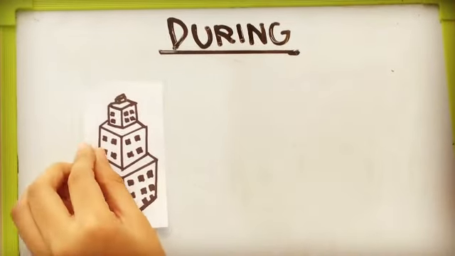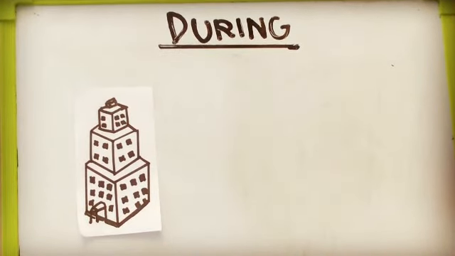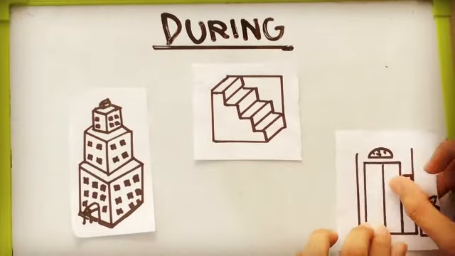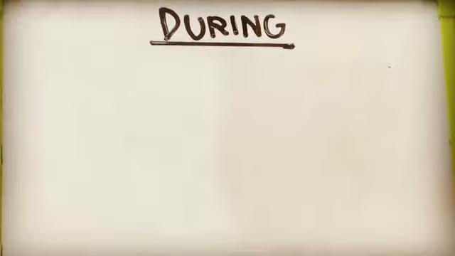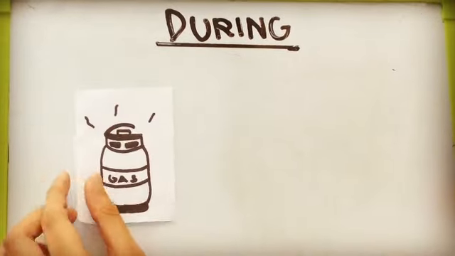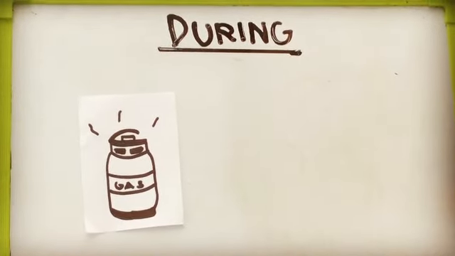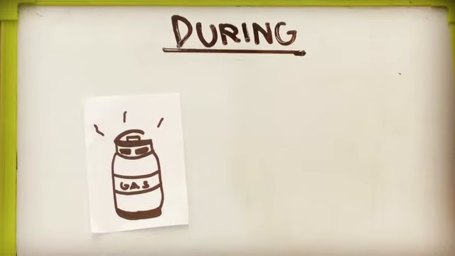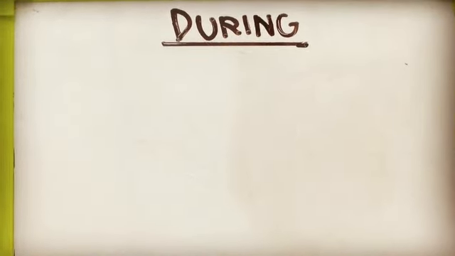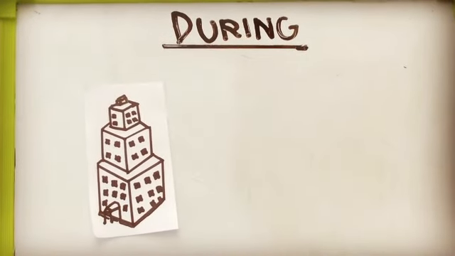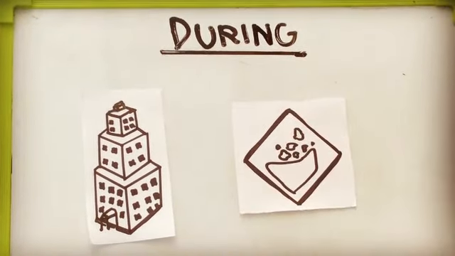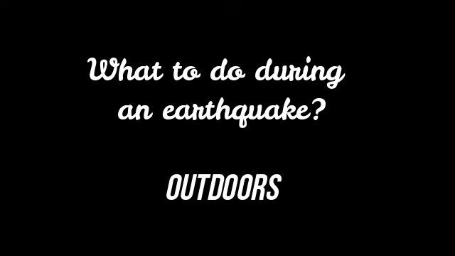Number 3. If you must leave a building after the shaking stops, use stairs rather than an elevator in case of aftershocks. Number 4. If you smell gas, get out of the house and move as far away as possible. Number 5. Before you leave any building, check to make sure that there is no debris from the building that could fall on you.